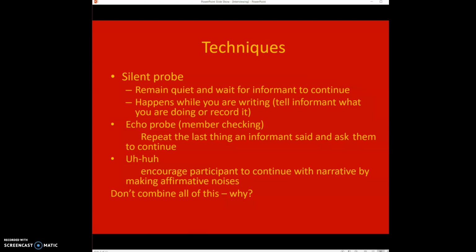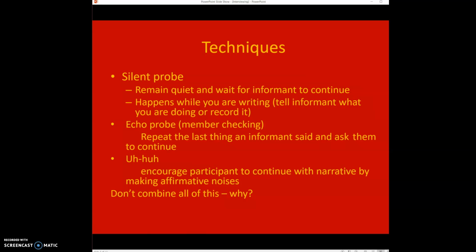What you don't want to do is combine all of this, and here's why. It comes off very odd. If you're using a silent probe and then switching to uh-huh, and then member checking it and going back to uh-huh, you seem like you're not interested in what's going on, that you're bouncing around all over the place, and that you don't really want to be there.